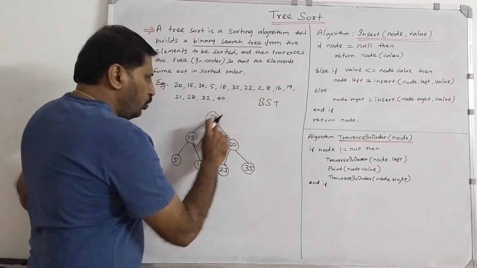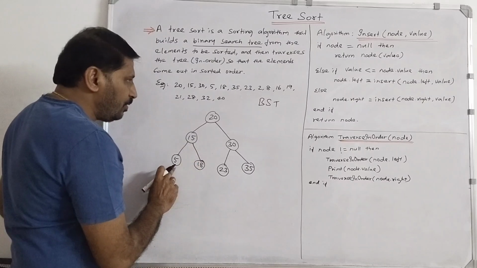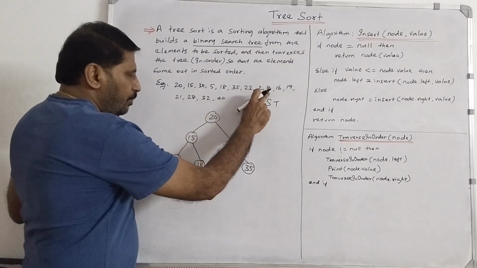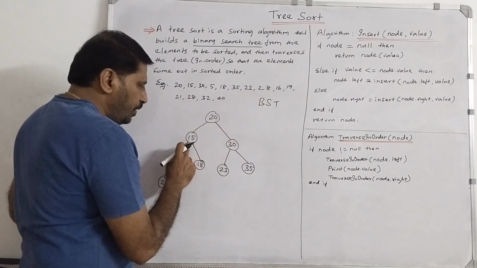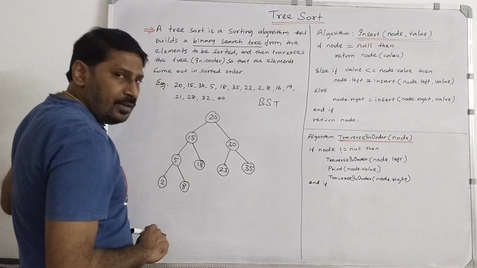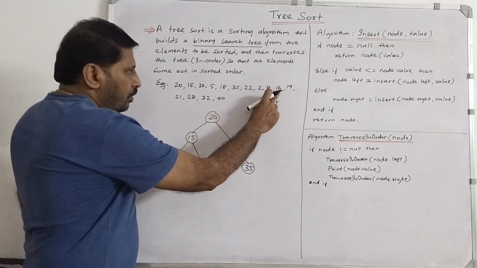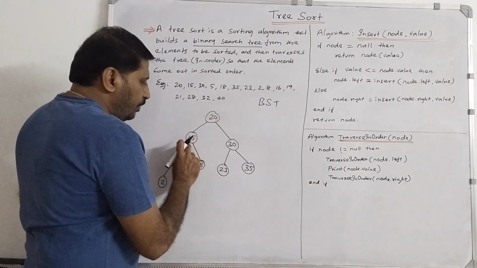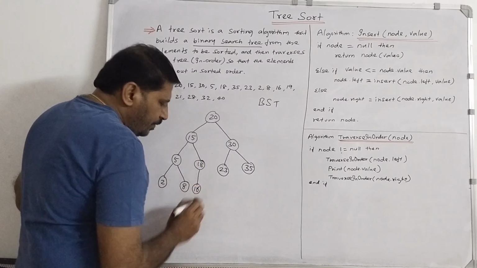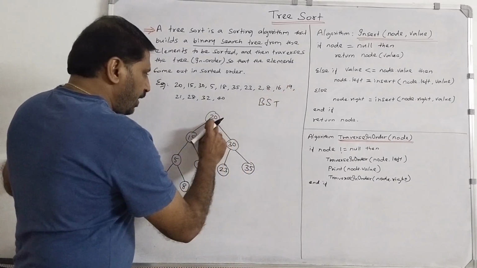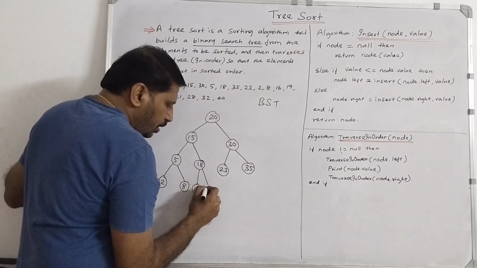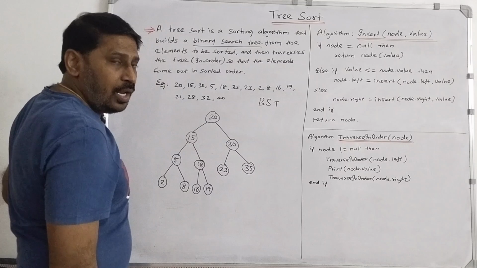Next number is 2: compare with 20, lesser; compare with 15, lesser; compare with 5, lesser; so we insert 2 as the left child of 5. Next number is 8: compare with 20, lesser; 15, lesser; 5, greater; so we place it as the right child of 5. 16: compare with 20, lesser; 15, greater; 18, lesser; so we insert 16 as the left child of 18. Next is 19: compare with 20, lesser; 15, greater; 18, greater; so it is stored as the right child of 18.